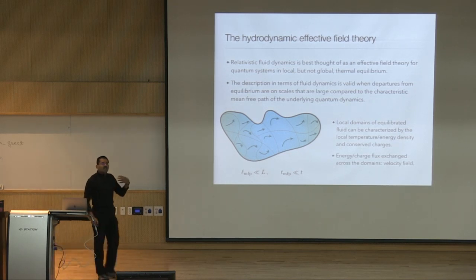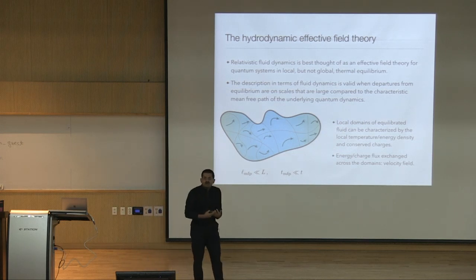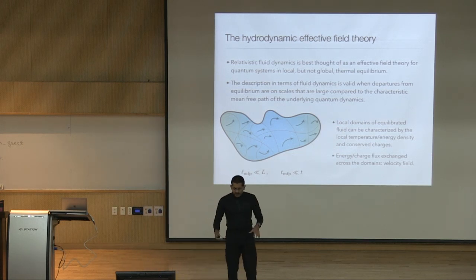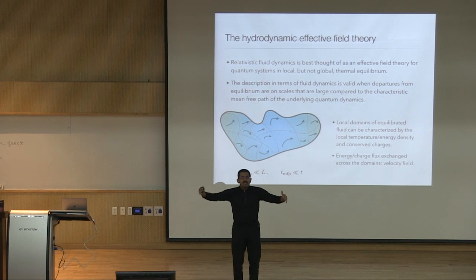And the hydrodynamic effective field theory is similarly after questions when you ask for departures from equilibrium that happen on reasonably long spatial temporal scales, so that it makes sense for you to think of reasonably big domains where you can use thermodynamic intuition, and these reasonably big domains sort of talk to each other, exchanging energy and momentum flux.